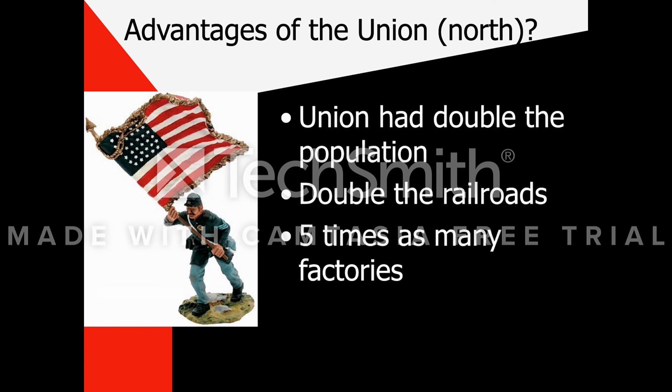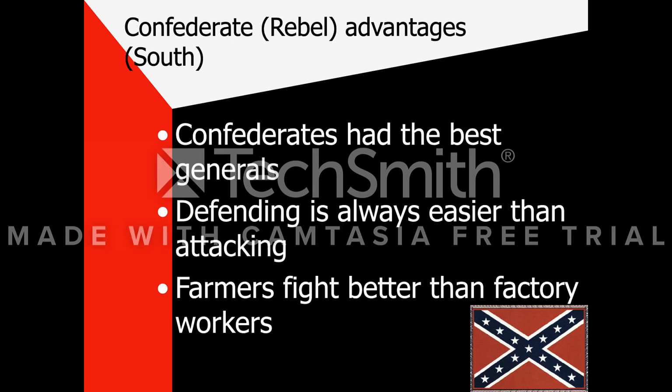And yeah, they had a lot more factories so they could produce a lot more goods. Good. Now we're going to look at the rebel advantages for the South. So the Confederates had the best generals. One of the best generals at the time was Robert E.